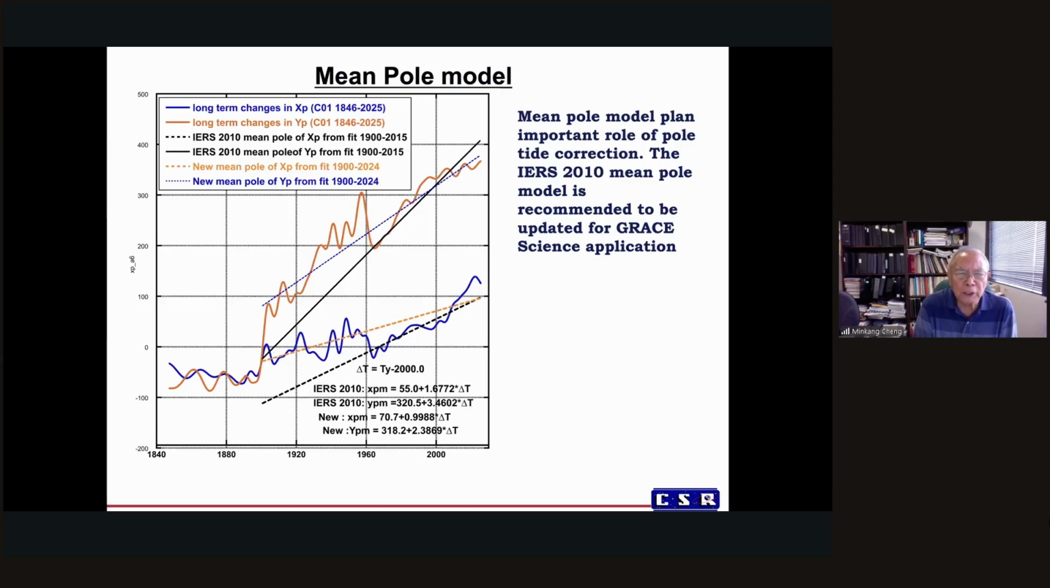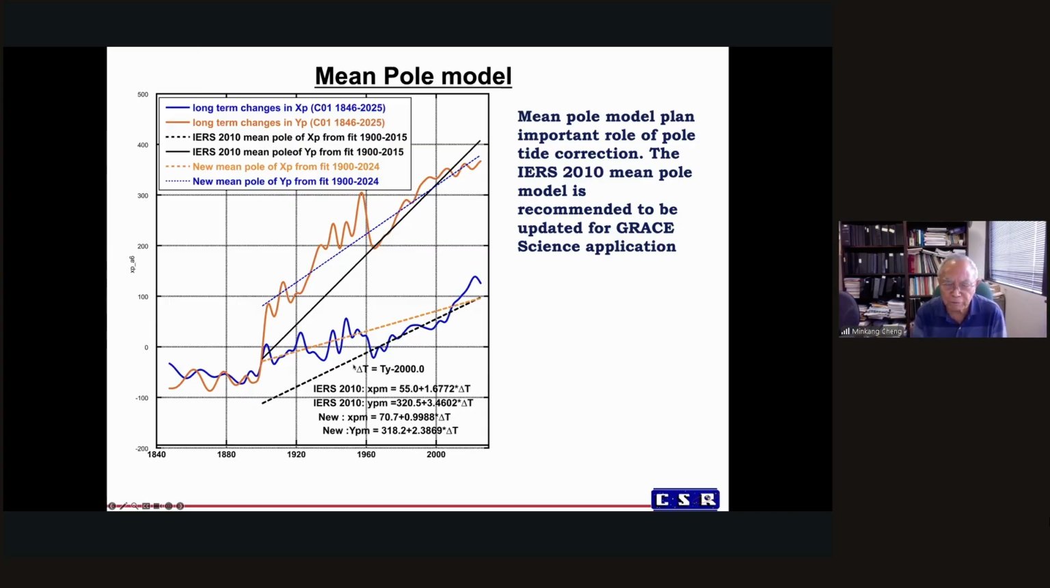The mean pole currently used is the IERS 2011 mean pole, using data from 1900 to 2015. This is already 10 years later for that one. From this curve, we see a difference. This one is from the 1922 fit. The other one is the mean pole fitted from the data to 2000-something, last year.